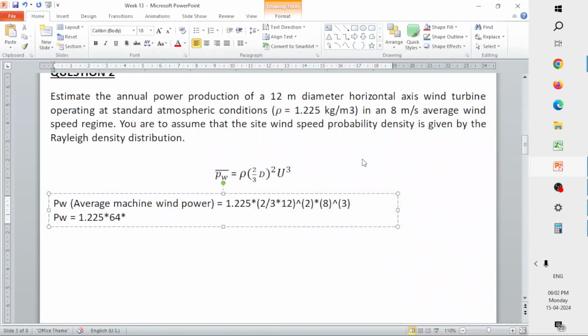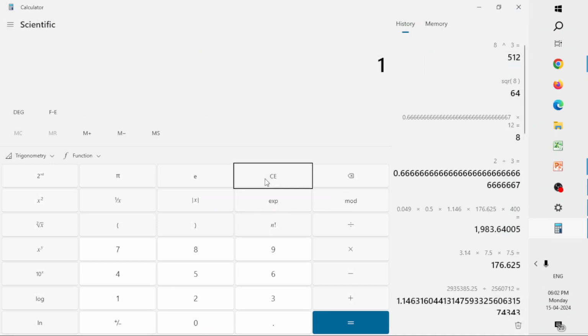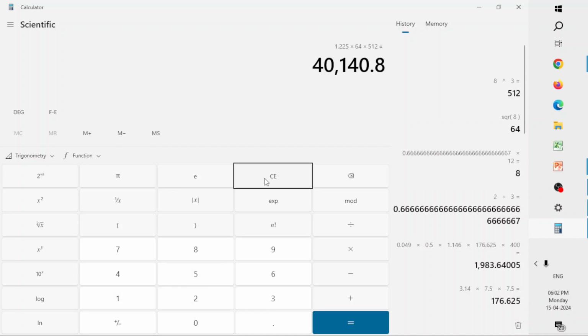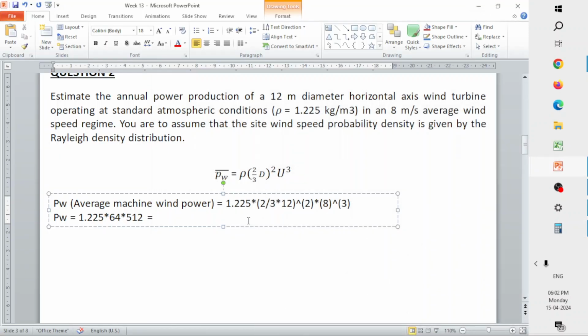$512. So if you multiply this, 1.225 times 64 times 512, it is 40140.8, and the unit of power is watts. So this is the average machine wind power, or average wind machine power you can call, but this is only for a particular hour.